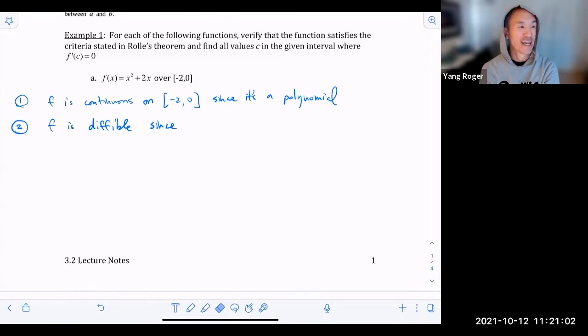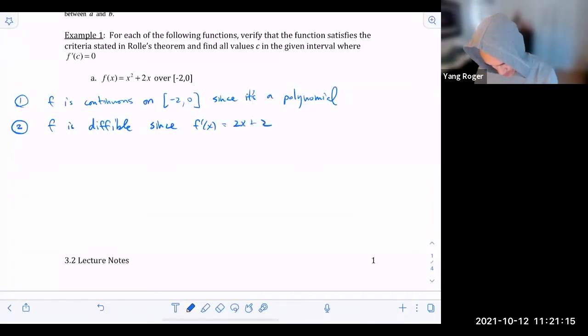That's right. You just calculate the derivative. And if you can do that, then it is differentiable. So let's just calculate the derivative. F prime of x is going to be equal to 2x plus 2. So now we know the derivative exists. The third condition we need to satisfy.